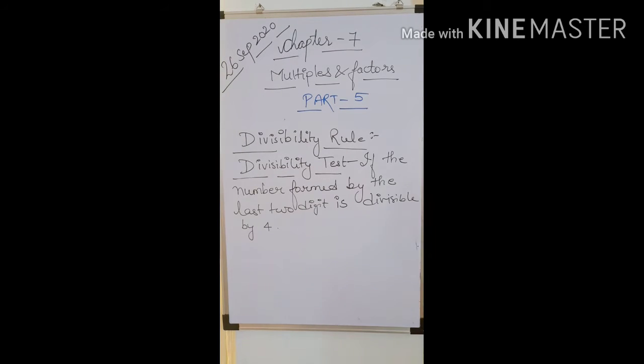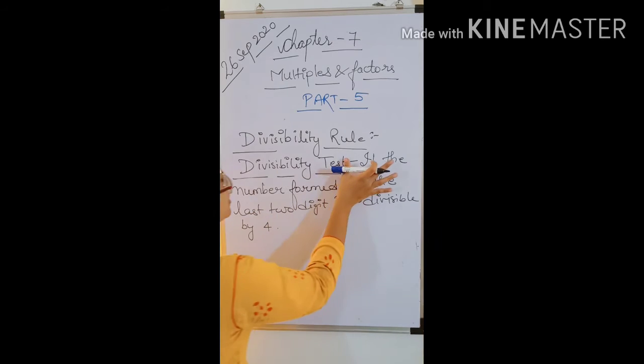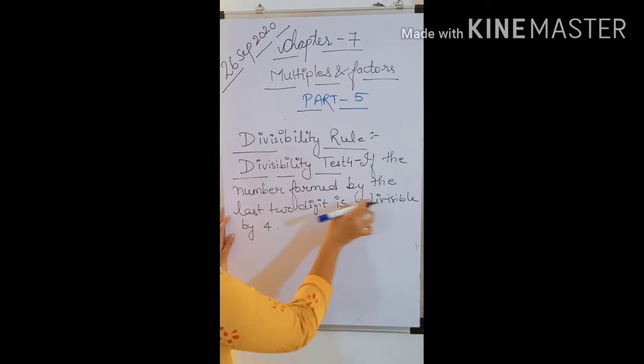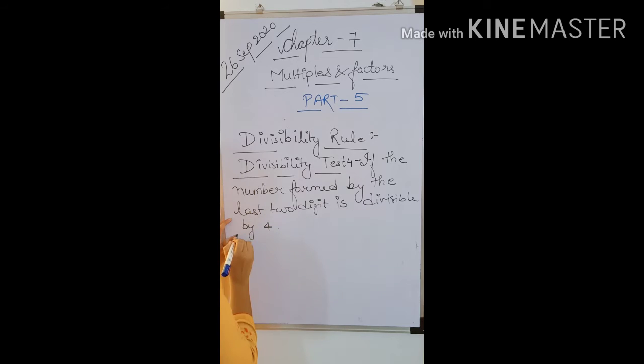Divisibility test for 4. Now let us look at the divisibility test for 4. If the number formed by the last 2 digits is divisible by 4, then we can say that the given number is divisible by 4. Now let us understand what it means.